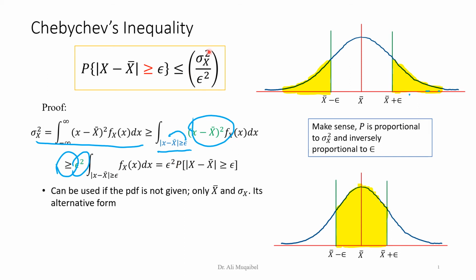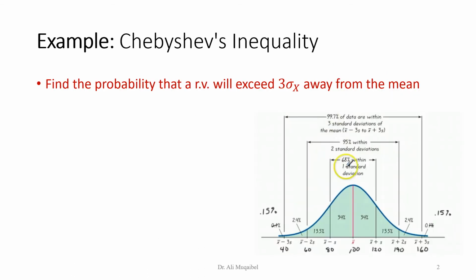Now, this can be used, as I mentioned, if the PDF is not given. Only the mean and the variance or standard deviation are given. And one alternative form for the Chebyshev inequality, as I said, is the complement. If you want to find the yellow region here, it will be 1 minus this quantity. So nothing strange, but just to complete the picture. So if you take the limit as the variance becomes small, the probability becomes 1, of course. You have an exact value.